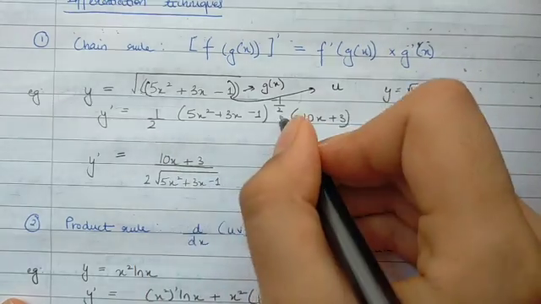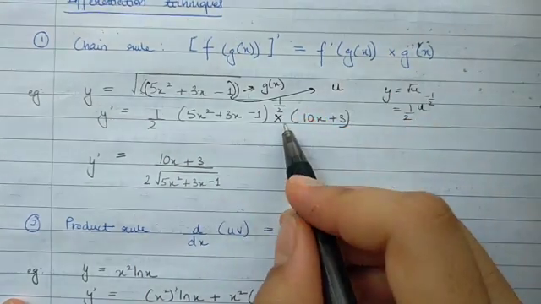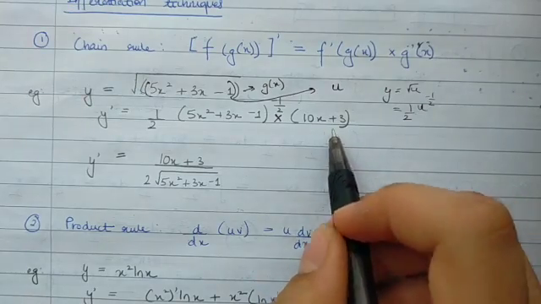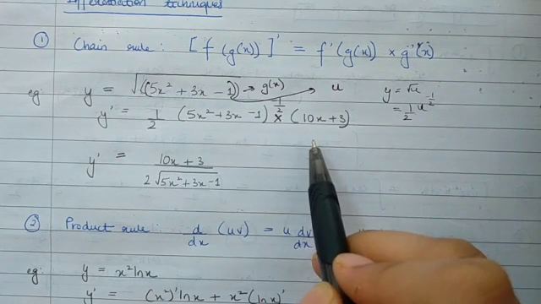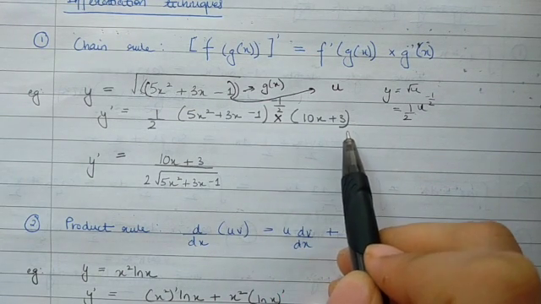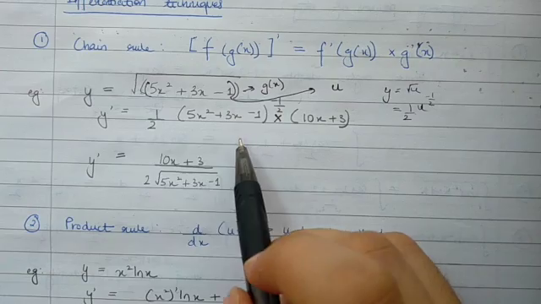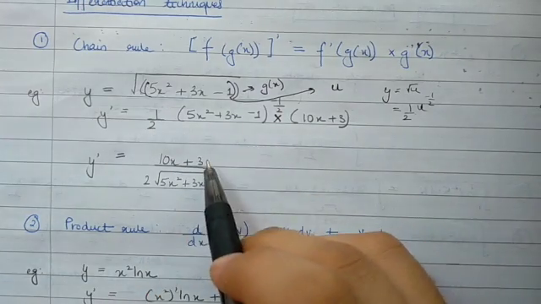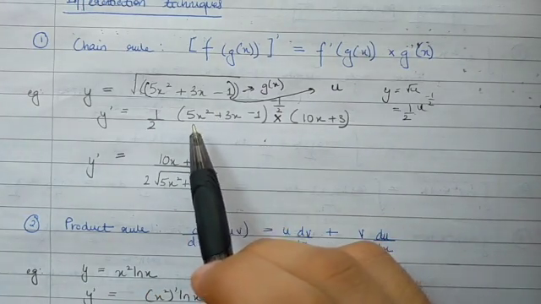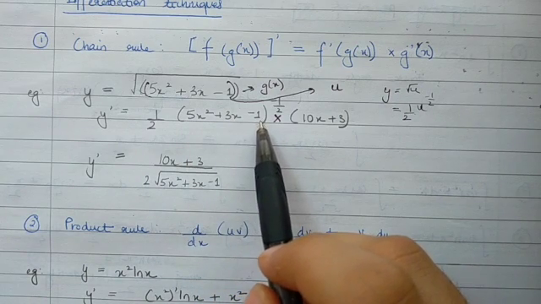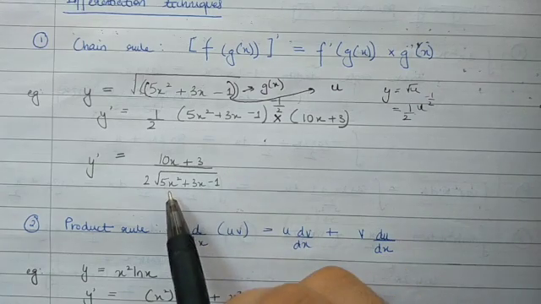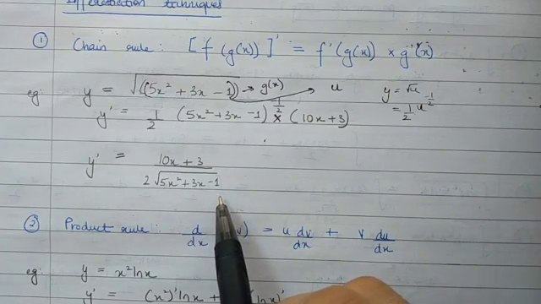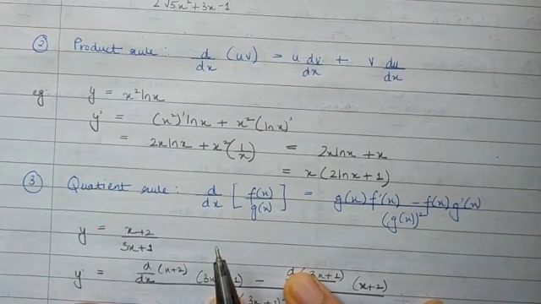So I hope that is clear. And then we just multiply it by the derivative of u, which is the derivative of this bracket inside the third. And that will give you a 10x plus 3. And just rewriting this and rearranging, because all I've done is put this down in the denominator because it's a minus half, and then write it as a third, and this is what we get as the final answer. Now let's look at the product rule.